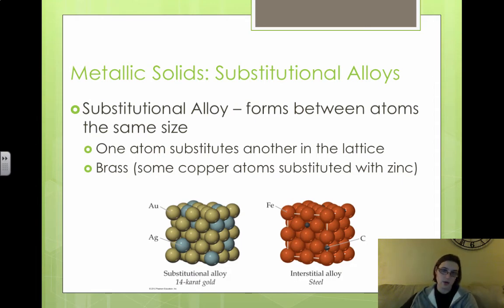So for example, silver and gold could actually substitute one for another. And this is actually how we get 14 karat gold. So we remove some of the gold atoms and we replace them with silver, which, notice, has a similar radius. And then this allows the gold to become harder. And this is how we can actually use gold in jewelry. Another example is brass. If you substitute some copper atoms with zinc, we can actually get brass.